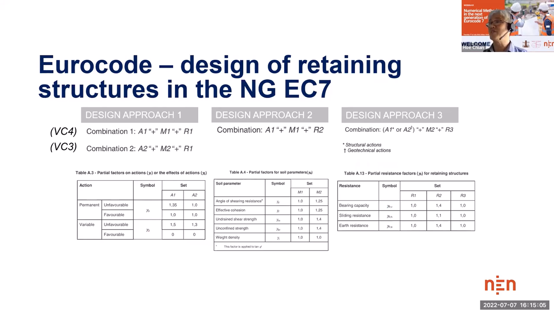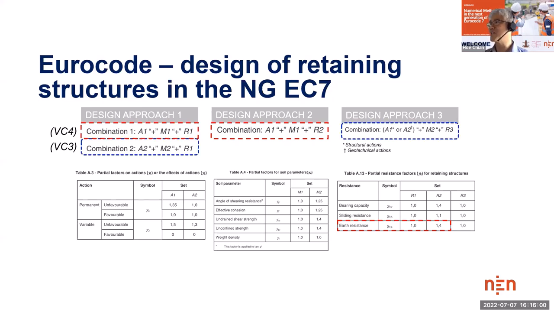Coming back to the comparison between the existing and the new code, for those who are using design approach 2, you can see that they are equal to design verification case 4 or combination 1, but you have not checked combination 2. So moving to the future, you will have to check combination 2 or verification case 3. Obviously, until the next generation of Eurocode is rolled out in the next few years, you don't have to be worried about it. You can still adopt what you are doing, but these are the sorts of changes that you have to make. For those using design approach 2, you have to do an additional verification case 3.